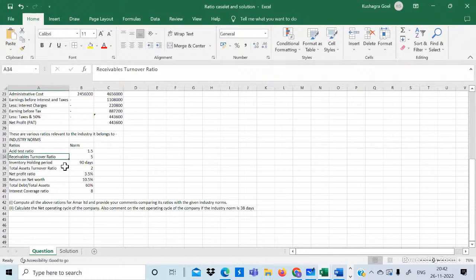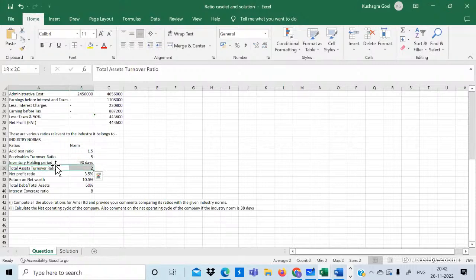Then they've calculated the debtors turnover ratio. So they're saying debtors turn around 5 times. So this is what is happening in the industry. So this is the data for my peers, my competitors. Then inventory holding period is given as 90 days. So my competitors hold inventory for 90 days.